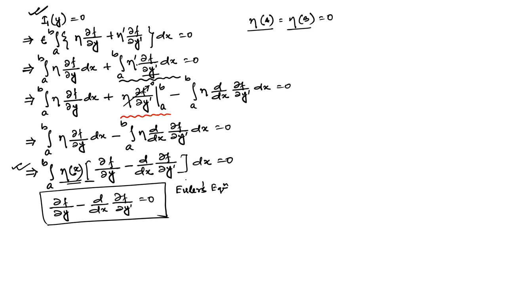Actually, the first Euler equation. Sometimes in some references you will see this is called the characteristics equation. So, for the optimal condition, when we have the stationary condition that we get from the first variation equal to 0, we get this Euler's equation.